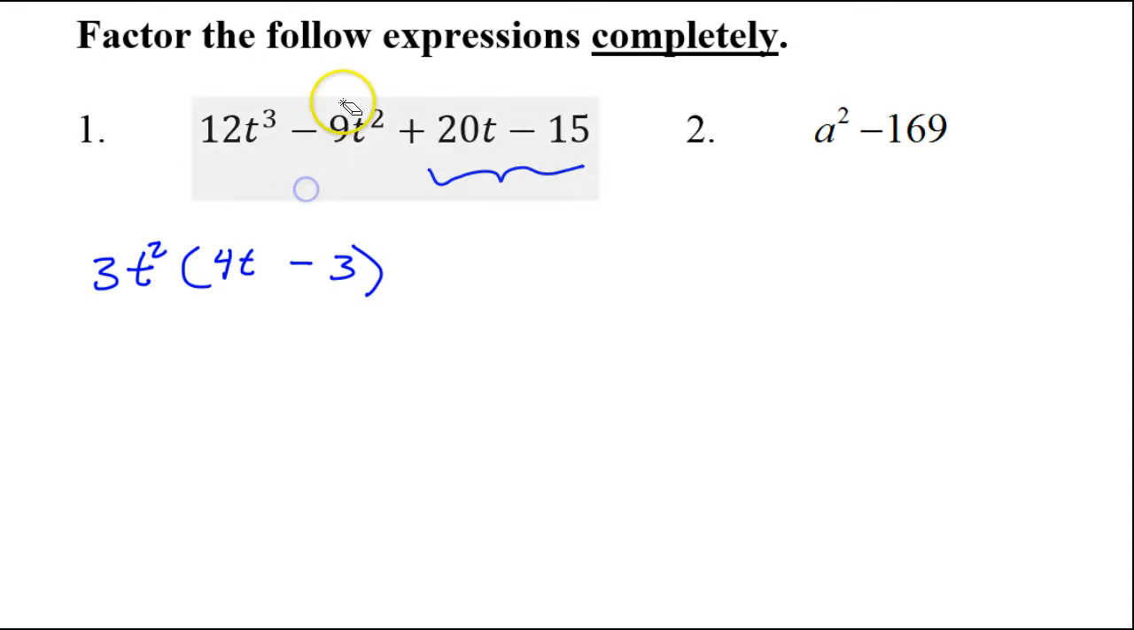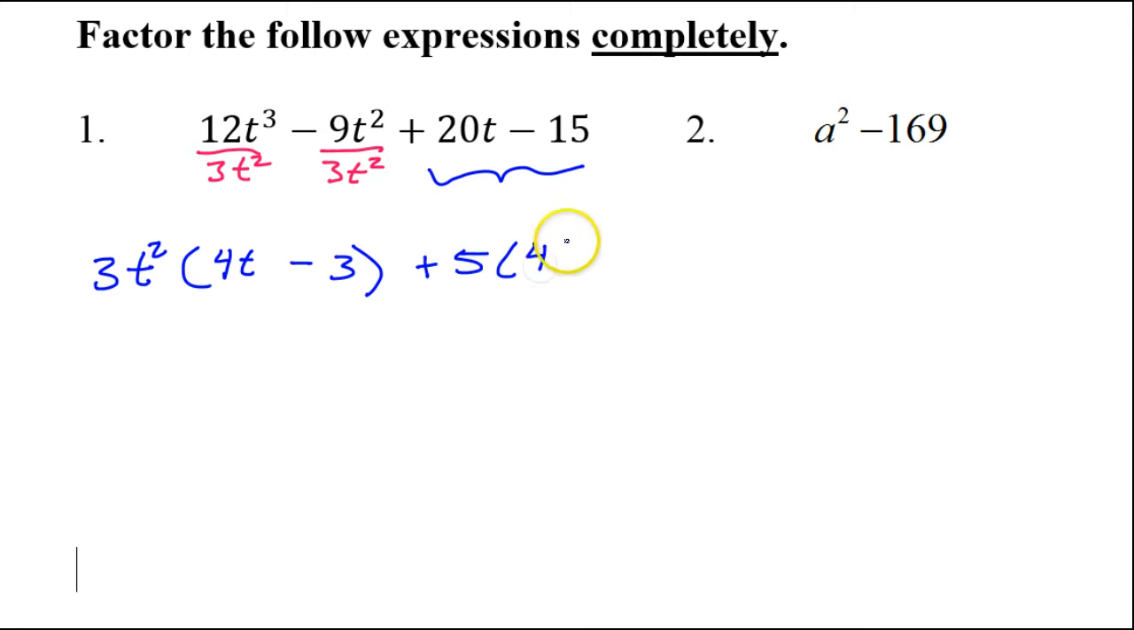Another way you can think about that is that we are dividing by the GCF. So I'm dividing by 3t squared, and I would get 4t minus 3. Let's do the same thing with the right-hand side. Both of these are divisible by 5, so I'm going to bring out plus 5, and that will leave behind 4t minus 3.